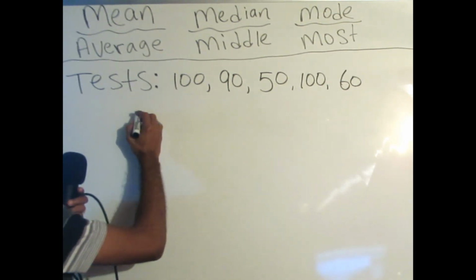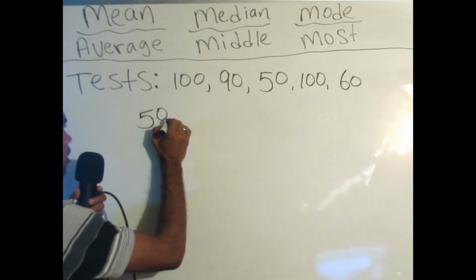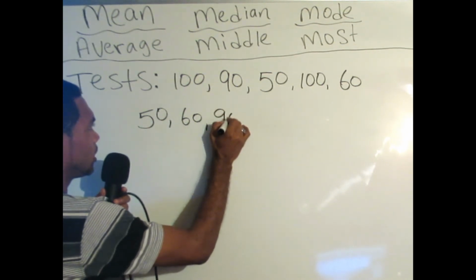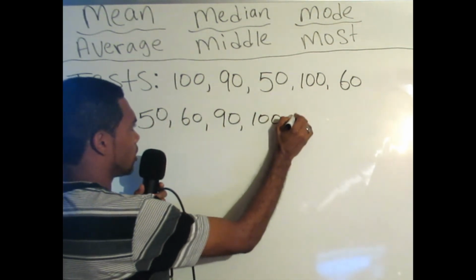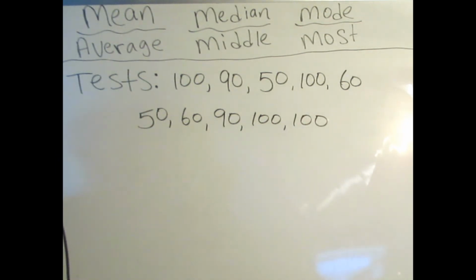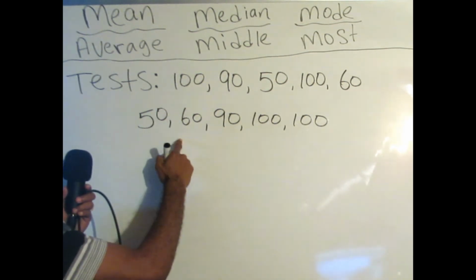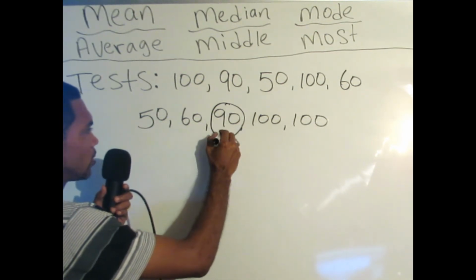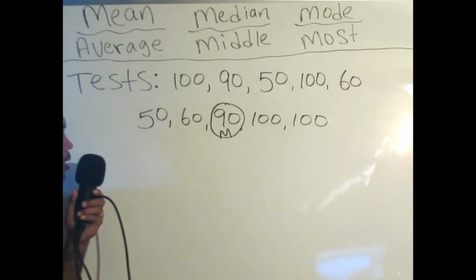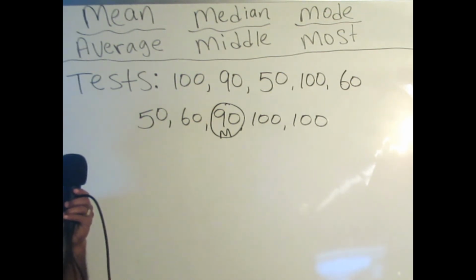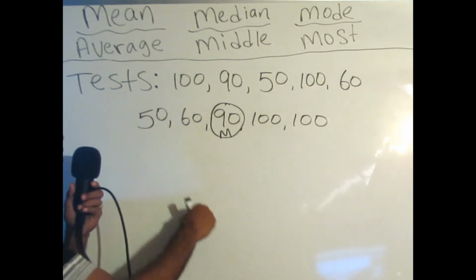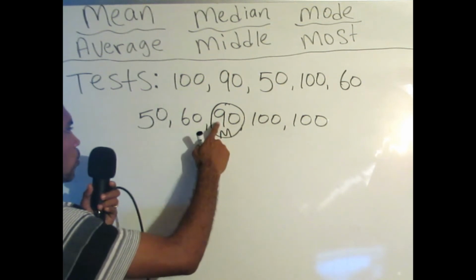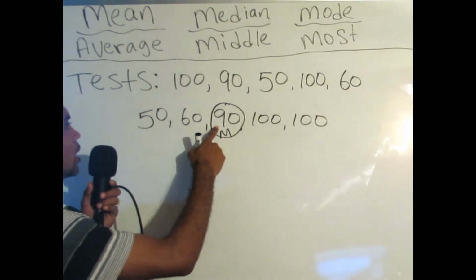We arrange our numbers from smallest to biggest. So 50 is the smallest, followed by 60, then 90, then 100, and 100. Okay, so now we can find our median of this set of odd numbers. Why odd? Because it's 5 numbers. After we arrange our numbers from smallest to biggest, you just identify your middle number, and we know that 90 is in the middle, so 90 is your median. So remember, whenever you're finding the median, you arrange your numbers from smallest to biggest, and then we know our median is 90.